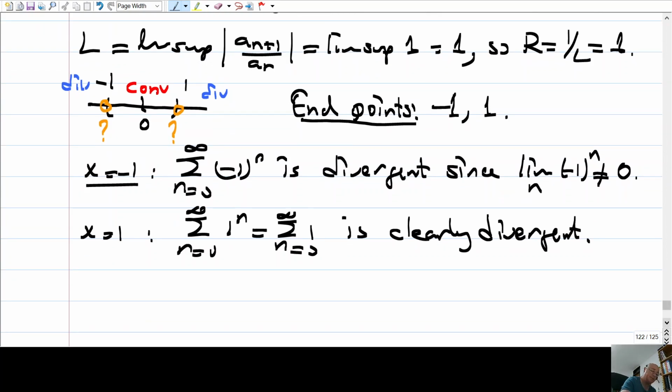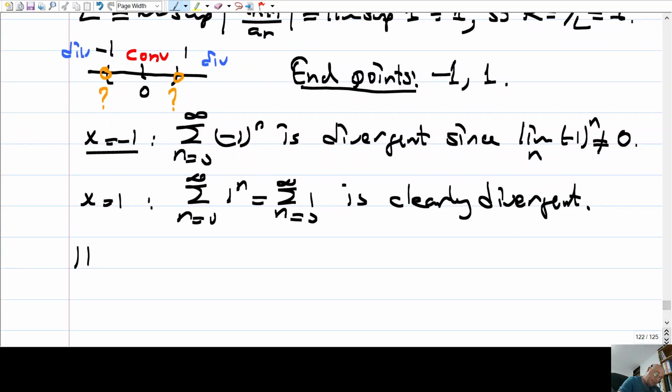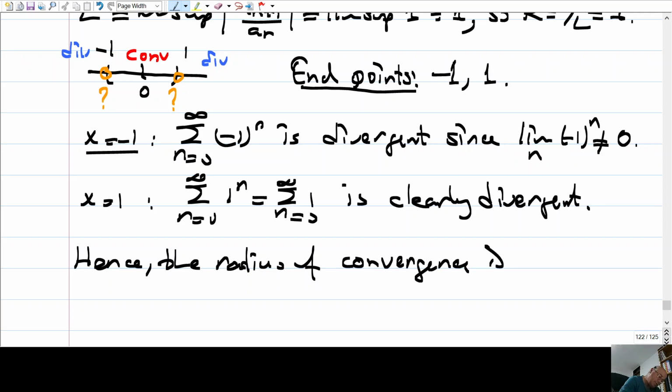So at the endpoints, the series is not convergent. Hence, the radius of convergence is not the... the interval of convergence is minus 1, 1, right? All right. Part B.